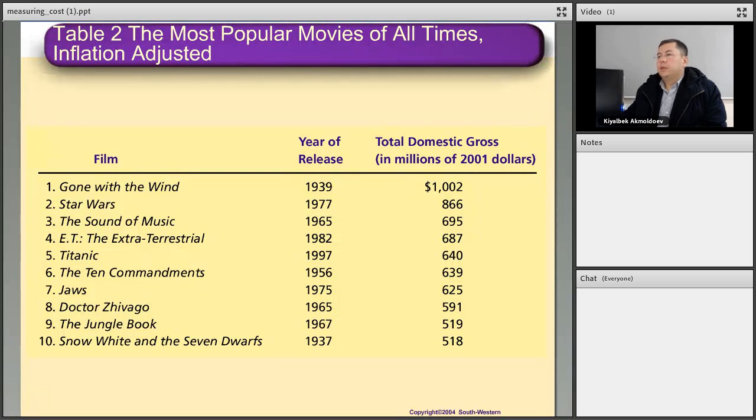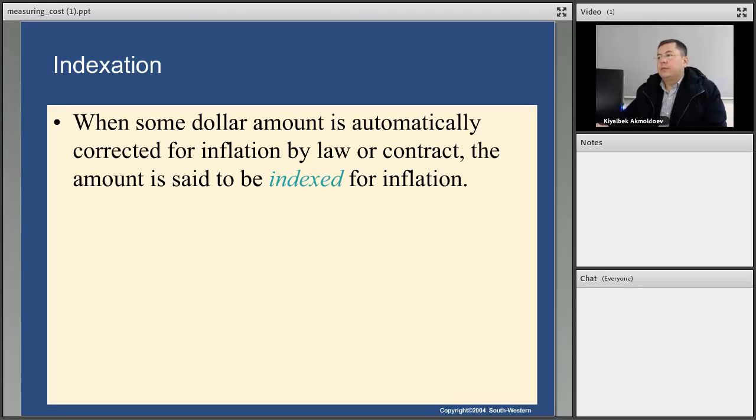In general, this is what we call total domestic gross in millions, 2001 year release. The most popular movies of all time, inflation adjusted, in millions of dollars. And here we see Star Wars, Titanic, Commanders, Jaws, Dr. Zhivago, Jungle Book, Snow White and the Seven Dwarfs.